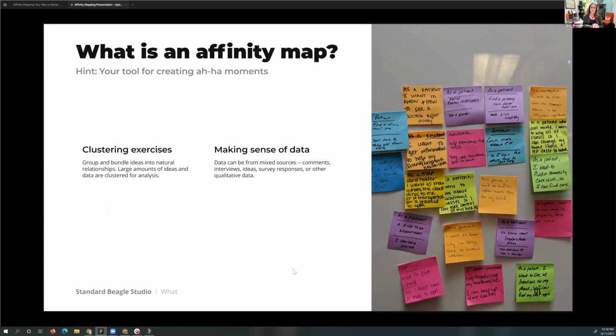An affinity map is basically a clustering exercise. And what it does is it allows you to take a large amount of data, fairly large, and put it in front of you and cluster common ideas and see what the patterns are that arise from that. It really helps you make sense of data. And a lot of times you can't see patterns unless you put it all together. And so this is a great tool for pulling together comments or survey data or numbers or survey responses or any kind of qualitative data that you collect from people.